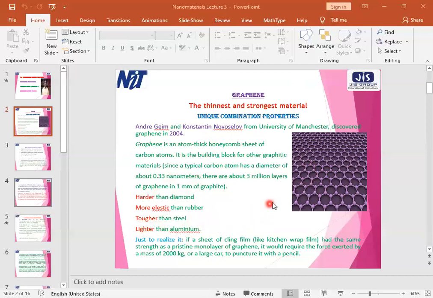Just to realize it, if a sheet of cling film, like kitchen wrap film, had the same strength as pristine monolayer of graphene, it would require the force exerted by a mass of 2000 kilogram. That means if 2000 kilogram force is applied, or a large car is placed on this layer, then it will be punctured. Okay, so its strength is very high.